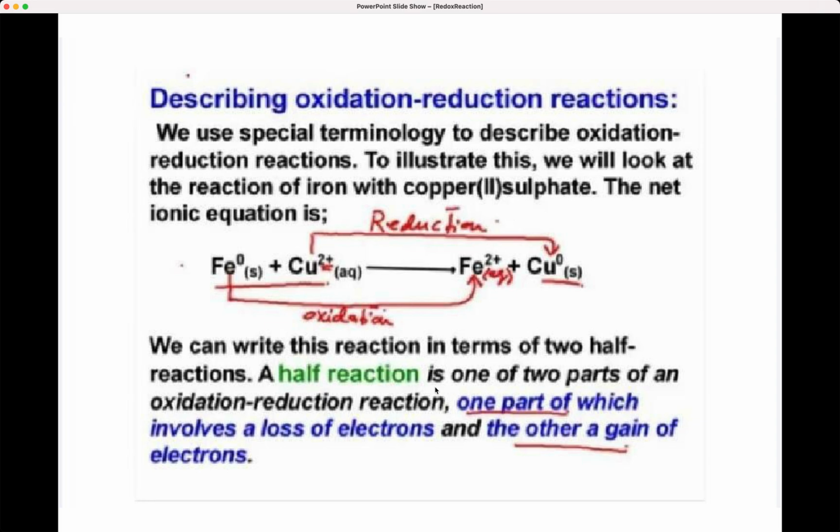Now, we write this reaction in terms of two half reactions. As I already said, a half reaction is one of the two parts of an oxidation reduction reaction. One involves loss of electrons and another involves gain of electrons. I have included different colors for the explanation, so that when you glance over it quickly, you will be able to remember the important definitions.